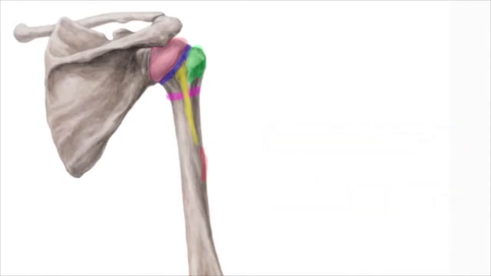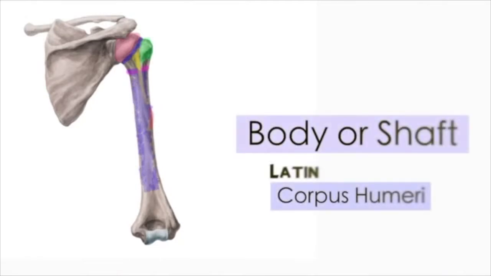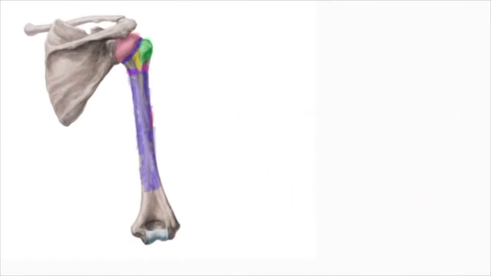And a very important thing that I need to clarify here, and I forgot to mention on the anterior view, is that this long area here of the humerus, this is known as the body or shaft of the humerus. Very important.